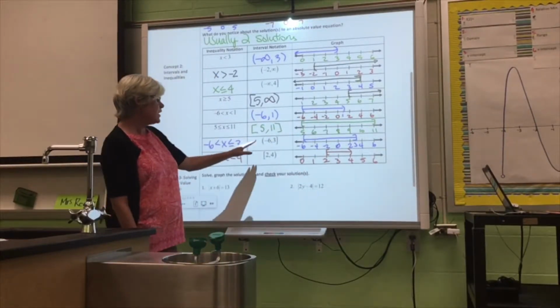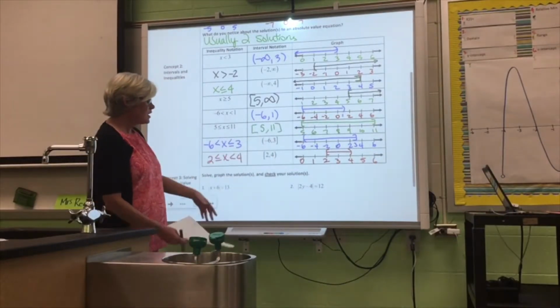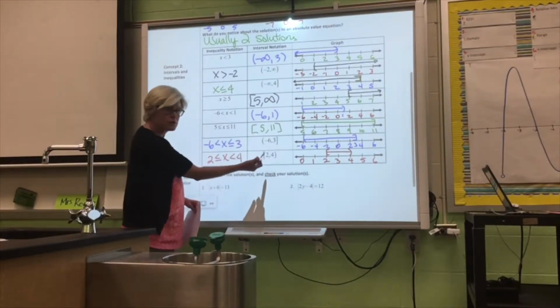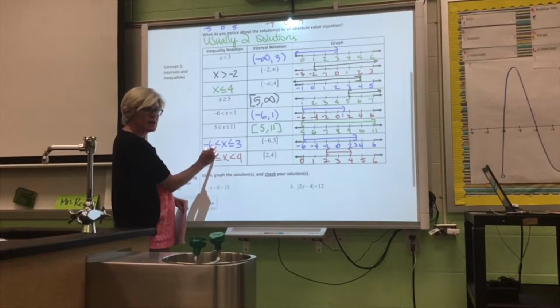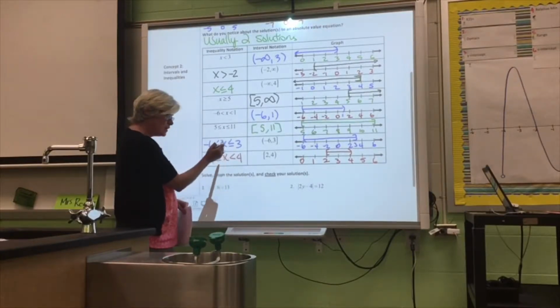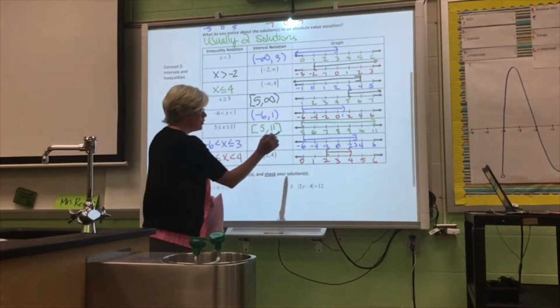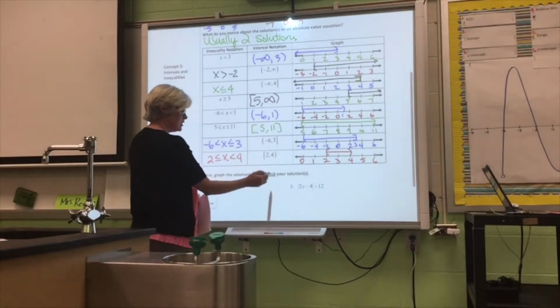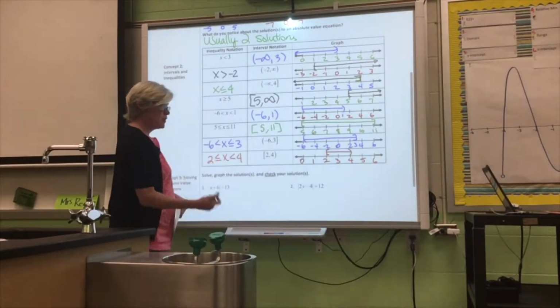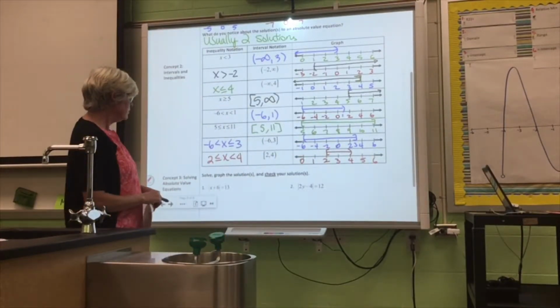The next one, negative 6 to 3. This time one of them is a parenthesis, one of them is a bracket. So one of them is less than, one is less than and equal to. So we're going to have a parenthesis on our negative 6, square bracket on our 3, line in between.